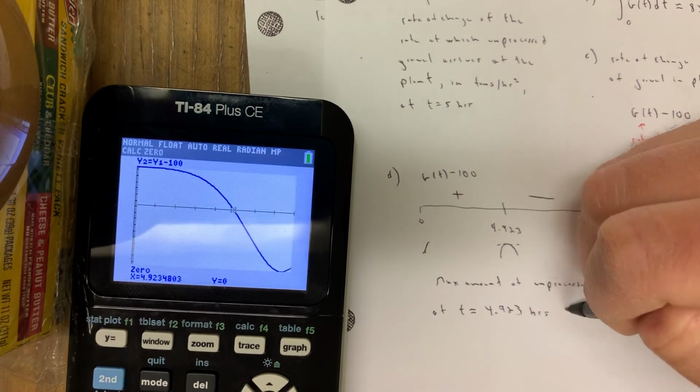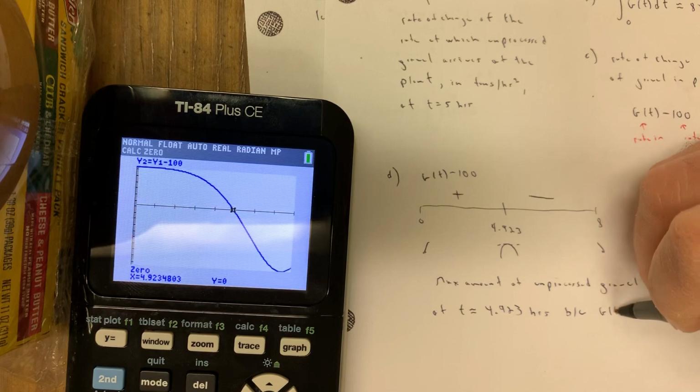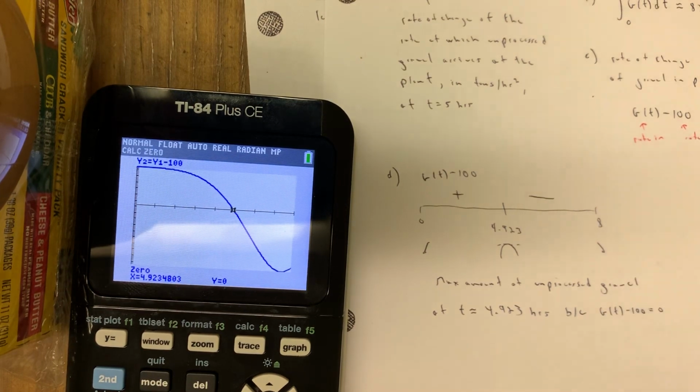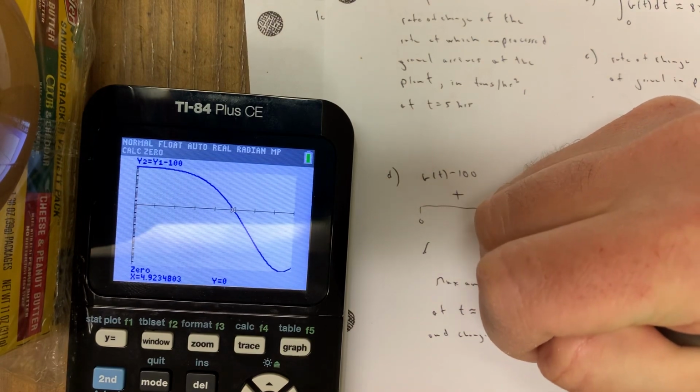That's hours. And then you got to justify. And here it's because the derivative is equal to 0. G of T minus 100 equals 0. Don't forget about that crit point. N changes from positive to negative.